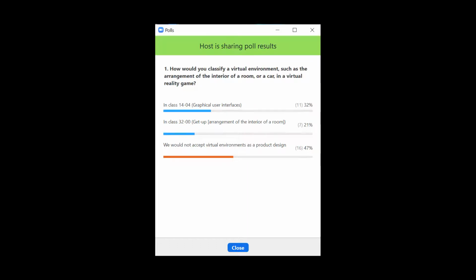Okay, we have 47% who say that they would not accept virtual environments as a product design. That's in first place. Second place, 32% would classify in class 14.4 as a graphic user interface, and 21% in class 32.00 as the get-up or arrangement of the interior of a room. So I'm quite pleased to see that you all have the same problems that we have in the EUIPO at the moment. We are currently accepting virtual spaces in class 14.4 as a graphic user interface.